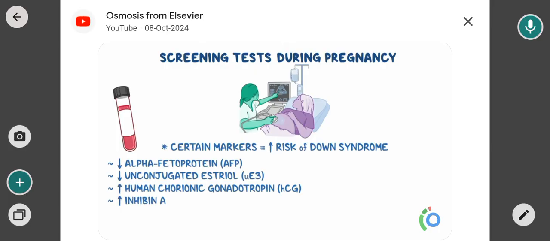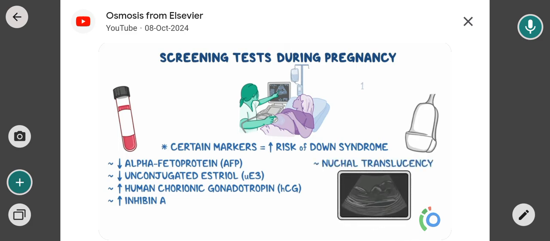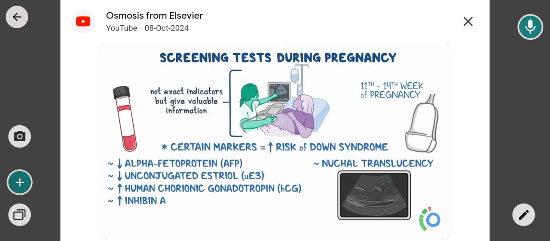An imaging test using ultrasound can also be performed, where clinicians look for nuchal translucency, which is typically performed between the 11th and 14th week of pregnancy. None of these are exact indicators of Down syndrome, however, but they do give valuable information about the overall risk of Down syndrome.